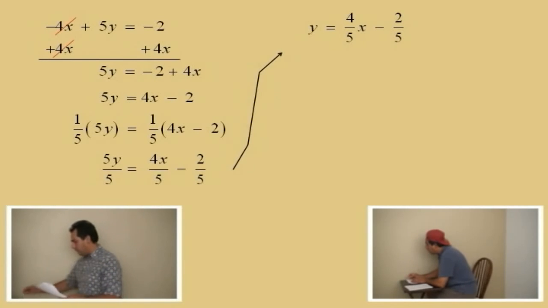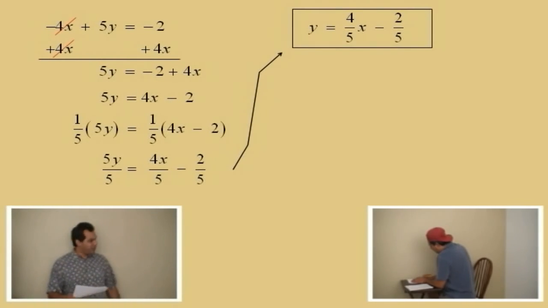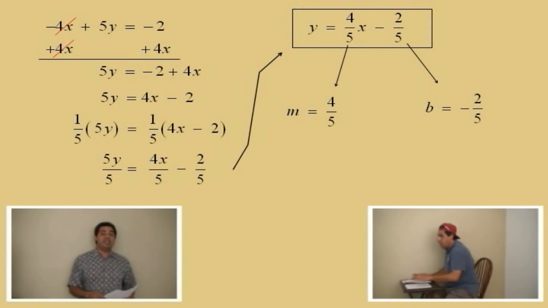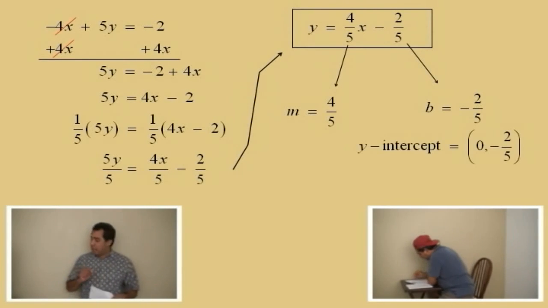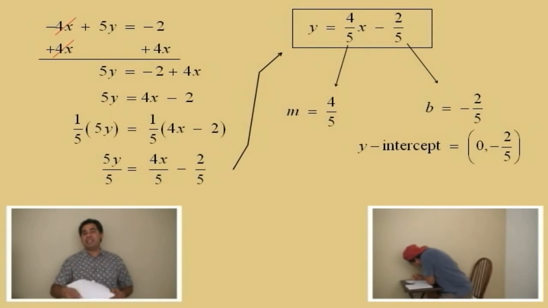There we go. Now, Charlie, what is the slope? 4/5. And what is the y-intercept? -2/5. Oh, okay. b is -2/5. And the y-intercept is 0, -2/5. Very nice. And with that said, that completes this lecture.